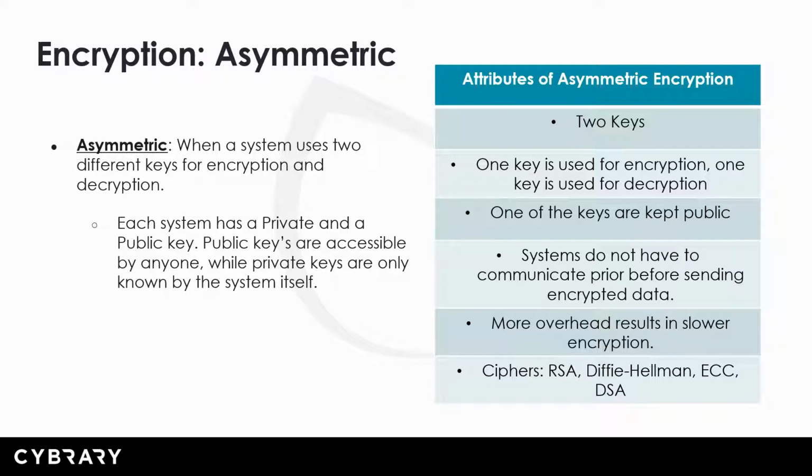So the encryption process is much more complex than the symmetric process, because if two systems want to talk to each other, it will require a sender's private key and a receiver's public key to encrypt a message, and the receiver's private key and the sender's public key to decrypt the message, resulting in more overhead and a longer encryption process. And we'll go through another example again.